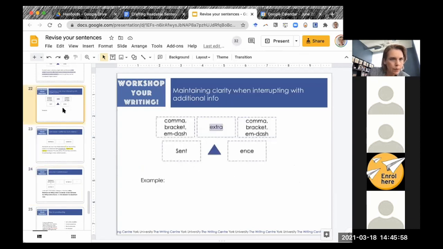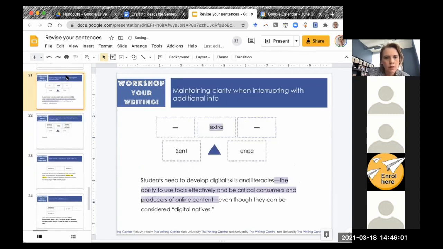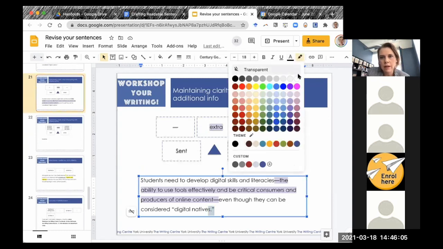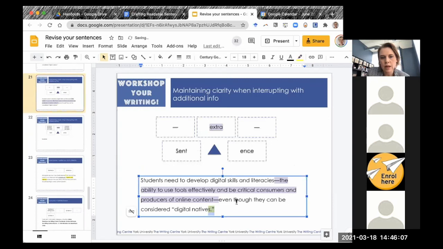Where was the example of the, here? Okay, so we've got digital natives here and I've put the punctuation inside. So if this phrase digital native was coming from a book and I needed to cite it, then I would remove the punctuation and let's say the book was by, sorry. Then the punctuation would go like this.